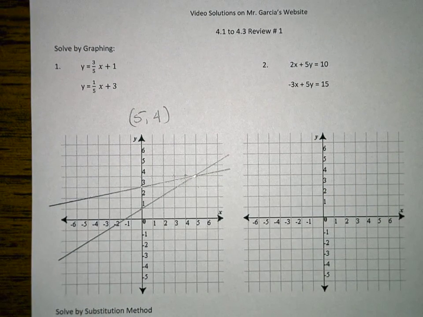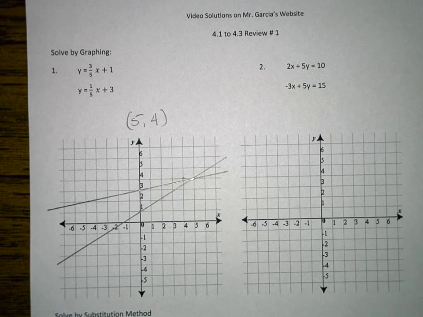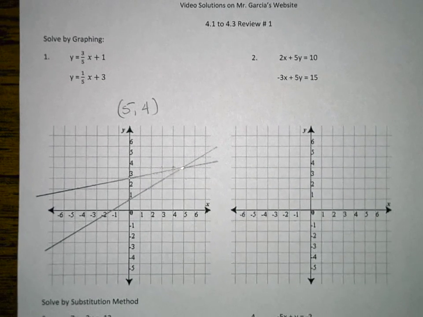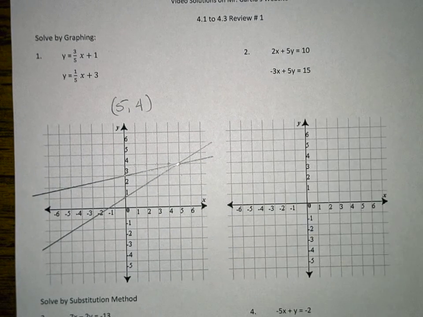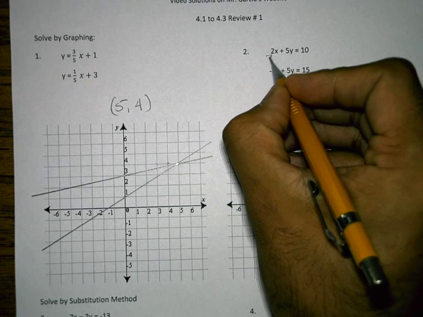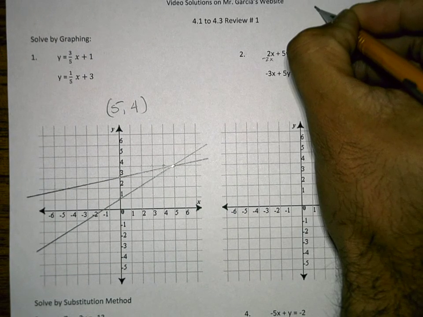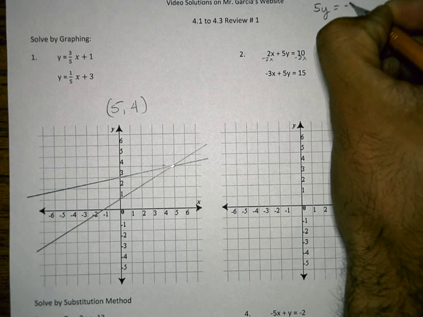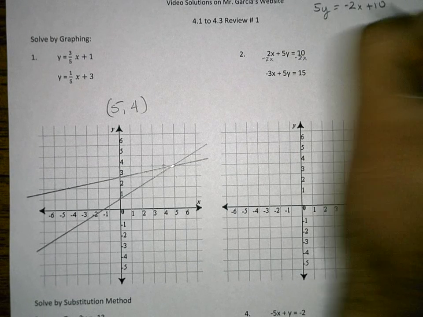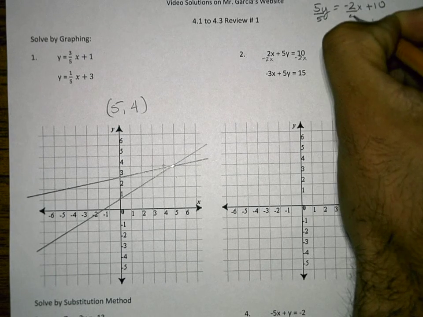Looking at the next one. I've got to solve these for y. Okay, so looking at this, I'll take this top one, I'll subtract the 2x from both sides. Got to come over here to give myself some room. So it'll be 5y equals negative 2x plus 10, divided by 5.